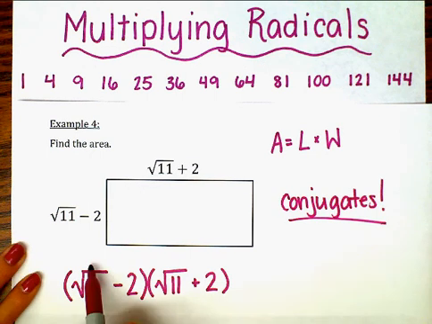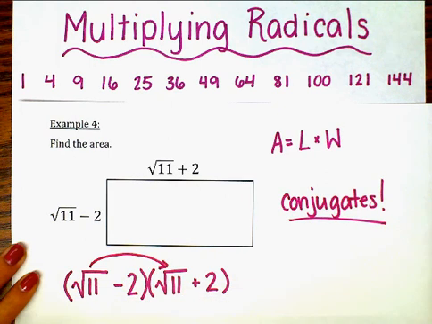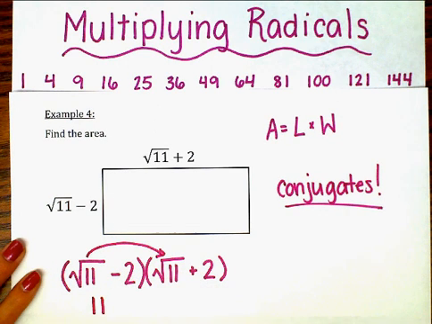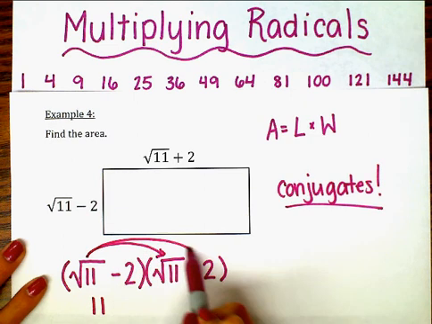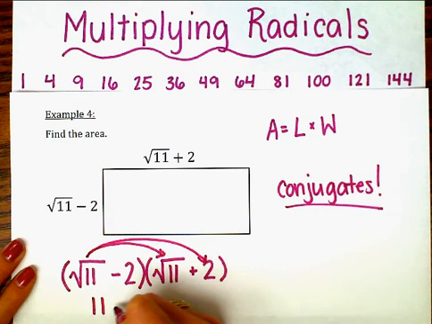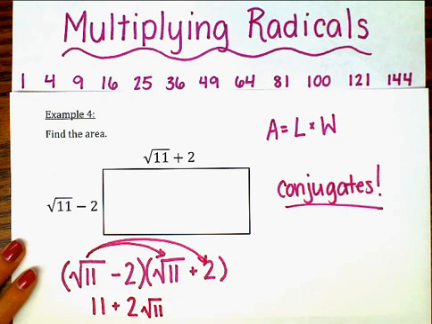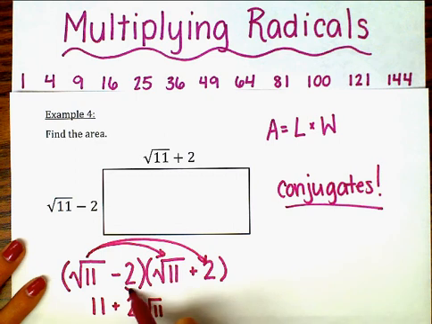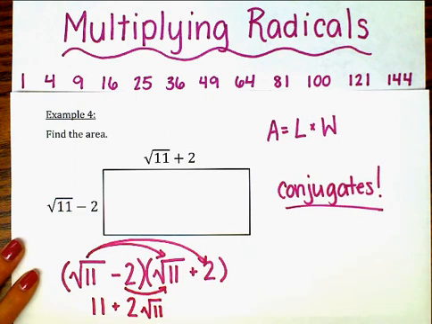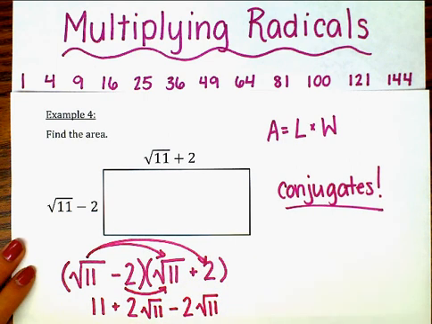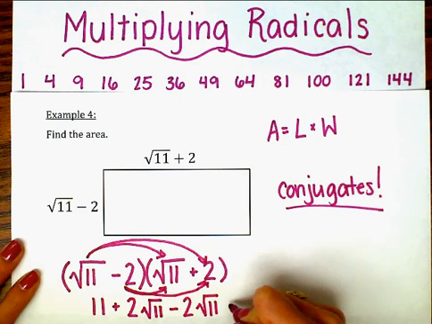Okay, we have radical 11 times radical 11, which just gives us 11. And we have radical 11 times 2, which just gives us 2 radical 11. And now we have negative 2 times radical 11, which is just minus 2 radical 11. And then we have negative 2 times positive 2, which gives us negative 4.